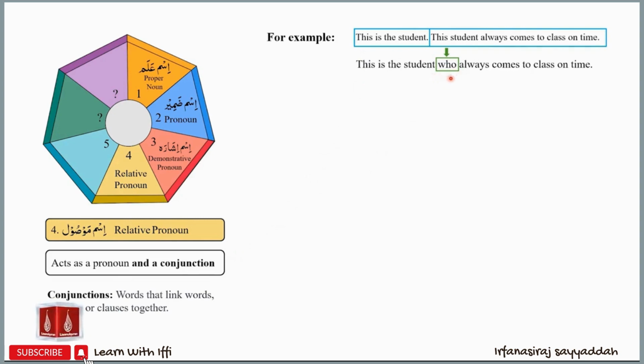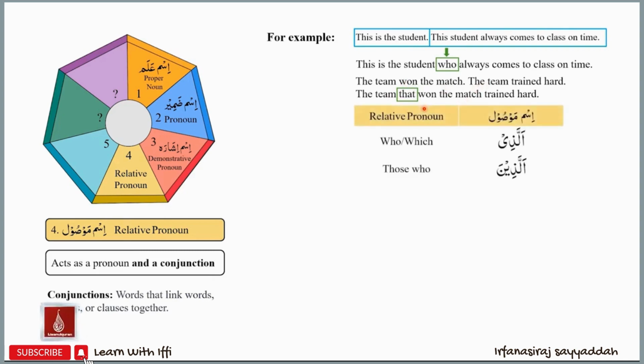Another example will be, the team won the match. The team trained hard. Again, we are using the team over and over again. A better way to say this will be, the team that won the match trained hard. That is playing the role of the relative pronoun. That replaces the team, and that is also joining these two statements together. Ism Mawsul or relative pronouns are abundantly used in the Quran.